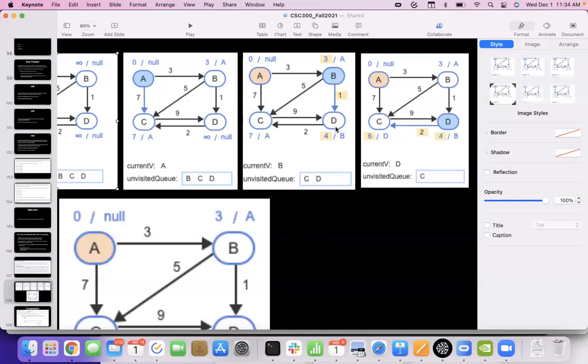So from D's perspective, there's only one road leading out of D. All right, which is a 2. D's current value is a 4. That's its distance from our selected starting location. 3 plus 1 is 4. That's why D is 4. So 4 plus 2 is a 6. Is 6 less than 7? It is. So we will replace the 7 that used to be associated with C as our destination with a 6.